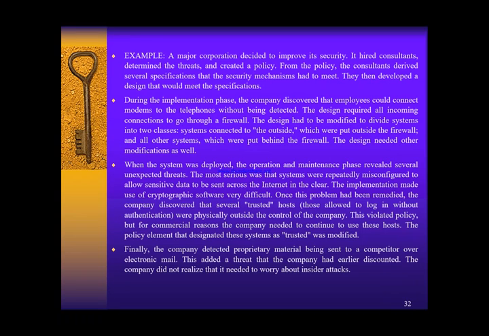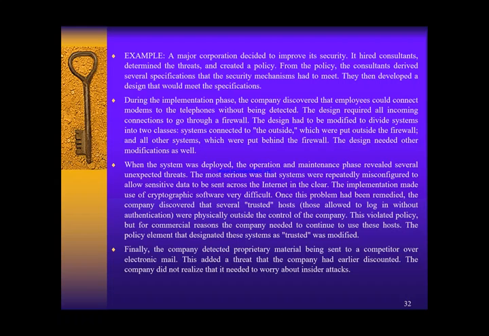Here, a major corporation decided to improve its security. It hired consultants, who determined the threats and created policy. From the policy, the consultants derived several specifications that the security mechanisms had to meet. They then developed a design that would meet the specifications. During the implementation phase, the company discovered that employees could connect modems to the telephones without being detected. The design required all incoming connections to go through a firewall. The design had to modify and divide the systems into two classes: systems connected to the outside, which were put outside the firewall, and all other systems, which were put behind the firewall. The design needed other modifications as well.